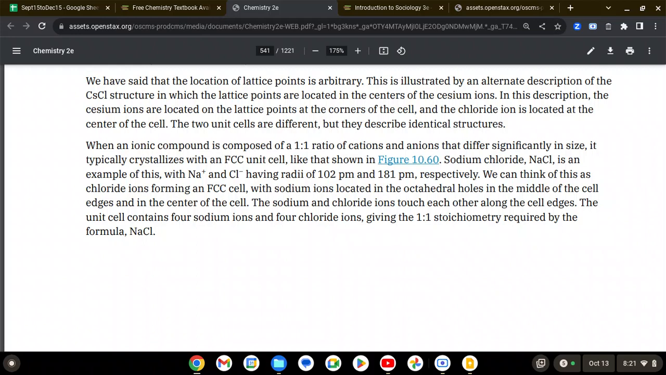When an ionic compound is composed of a 1 to 1 ratio of cations and anions that differ significantly in size, it typically crystallizes with an FCC unit cell, like that shown in figure 1060. Sodium chloride, NaCl, is an example of this, with the sodium and chloride ions having radii of 102 and 181 picometers respectively.